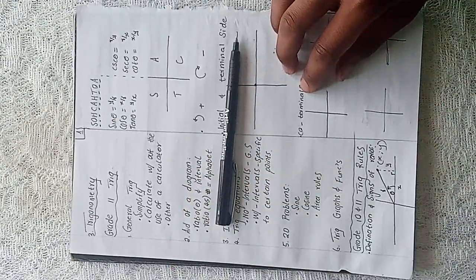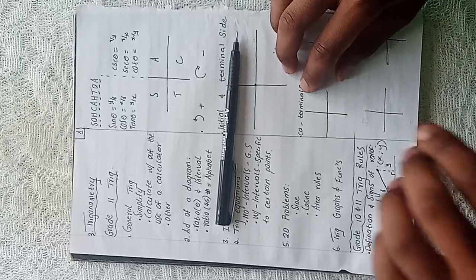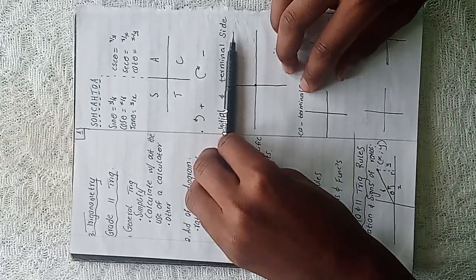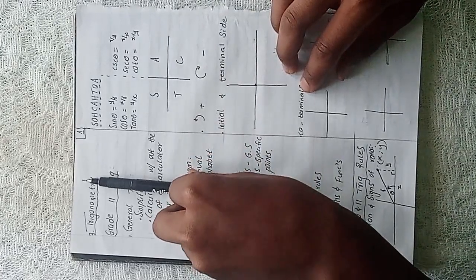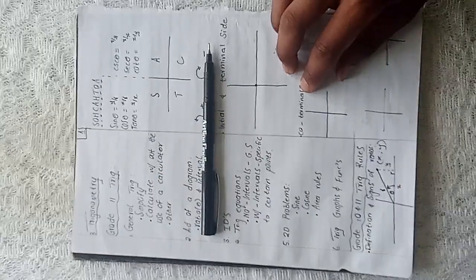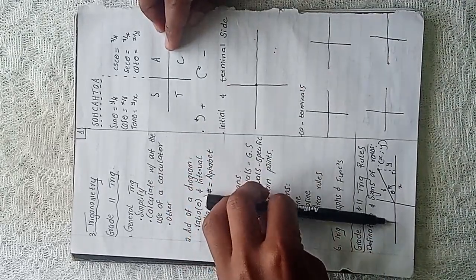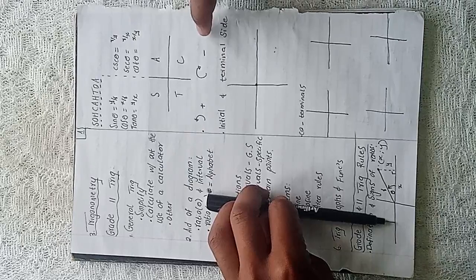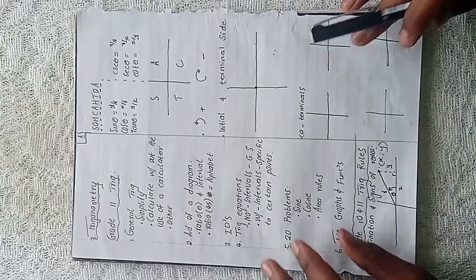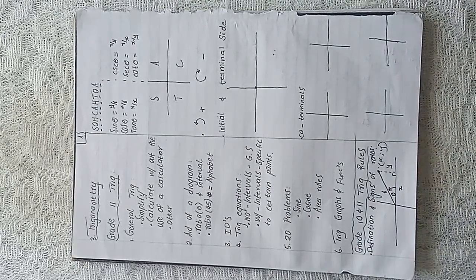All right, so we must remember that if our angle rotates counterclockwise or anti-clockwise, that means that angle is positive. But if our angle is negative, it will move clockwise like this. That's very important. Okay, let's speak about the initial side and the terminal side.